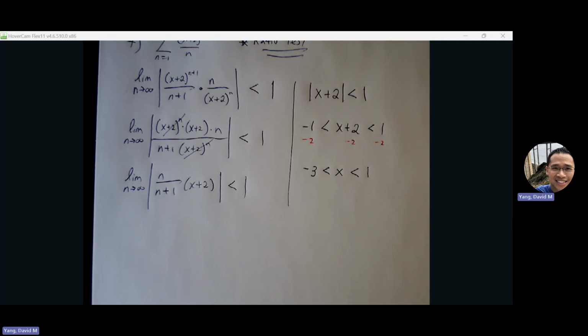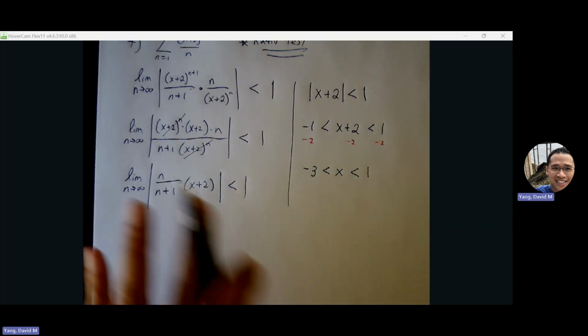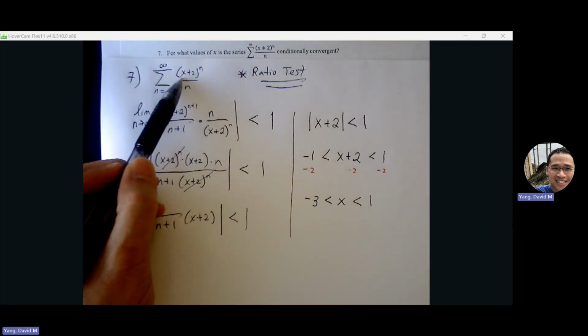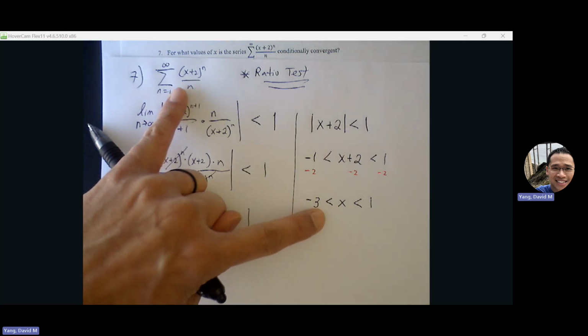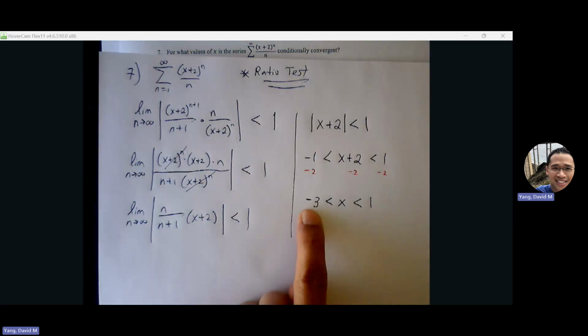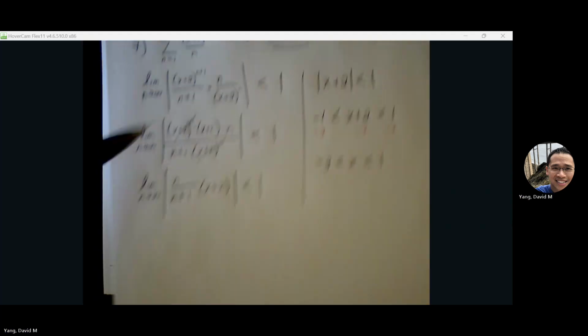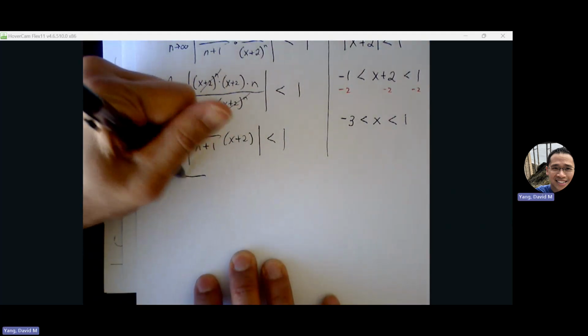So we're going to test the endpoints. We're going to figure out at the endpoints what the limit looks like, what the series looks like, and whether we can convince ourselves that the endpoints converge or diverge. All right, so let's test the first endpoint, negative 3. Let me write the series down again.